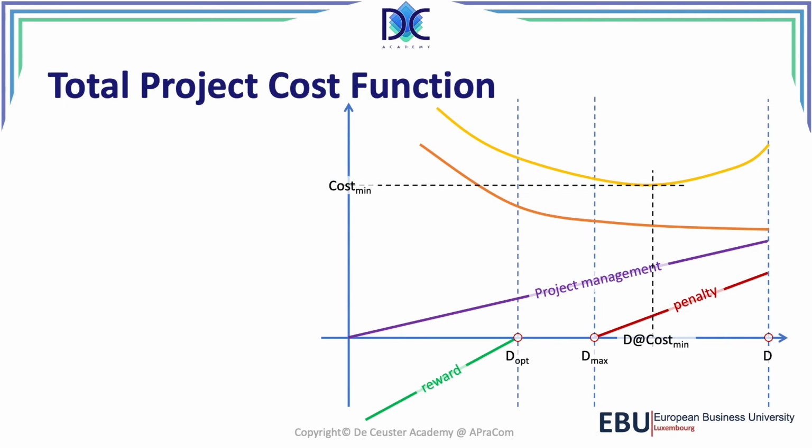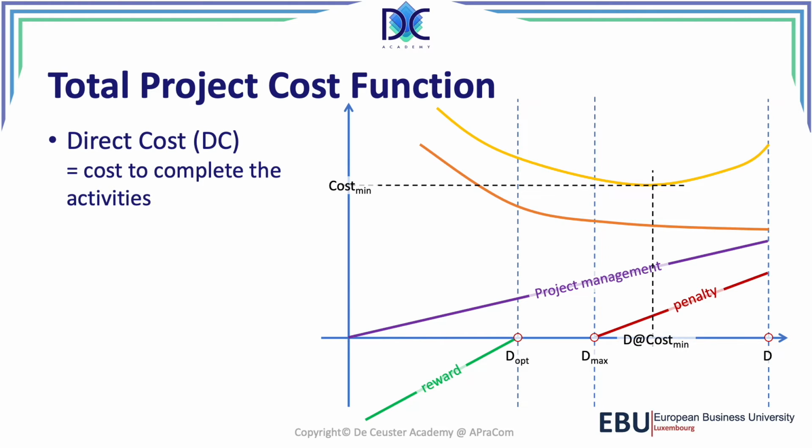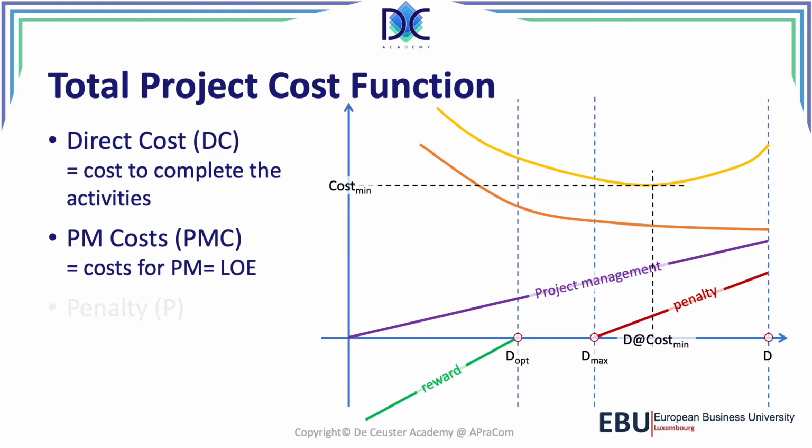We can also have a look at the total cost functions. So we have the direct cost. The direct cost is the cost to complete the activities. Then we have the different elements, the project management cost, or the cost for the level of effort, which is an increasing function. The longer the project takes, the more it will cost. Then there is the penalty, which only starts from the moment we reach the maximum duration of the project. So from that moment, we see that the penalty, the red line, is increasing.